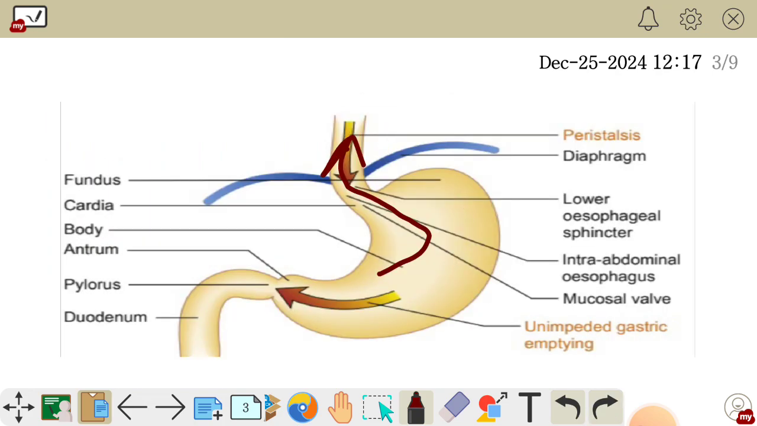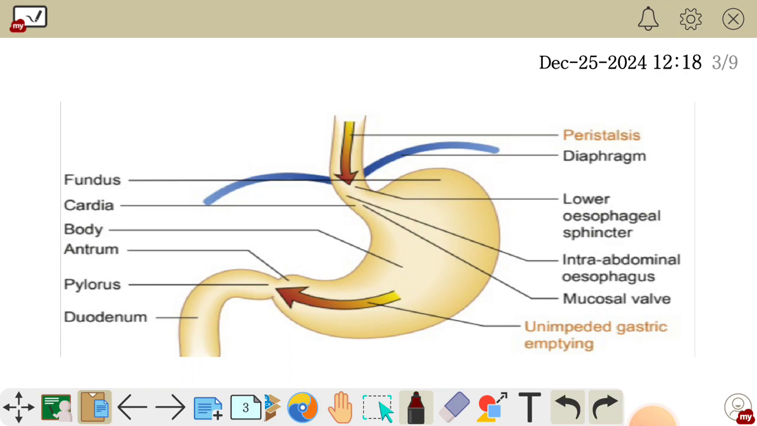We know that the esophagus is a muscular tube which is 20 centimeters long, and it connects the pharynx to the stomach. It has two sphincters. We have the first sphincter, which is called the upper esophageal sphincter, and we have the lower esophageal sphincter, which is at the level of the diaphragm. This sphincter opens when someone swallows food, and it closes most of the time to prevent the rising up of the content of the stomach.